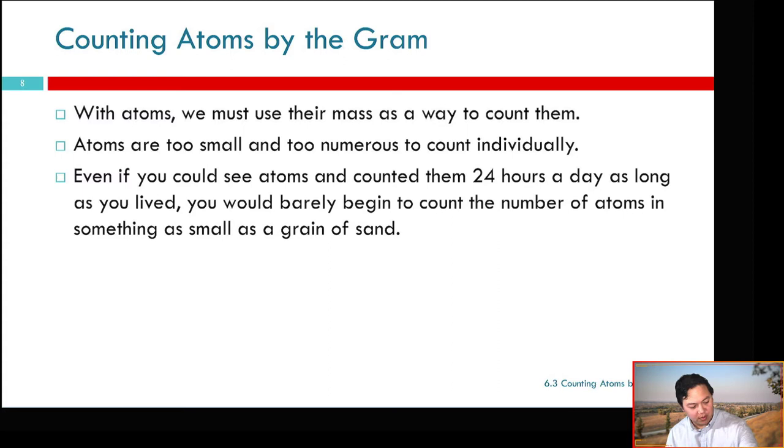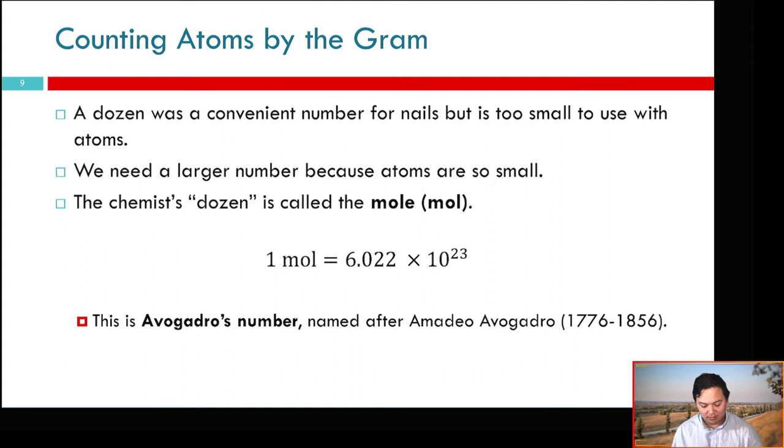Okay. So with atoms, just like with the nails, we're using their mass as a way to count them, because atoms are way too small and way too numerous to count individually. If you could see atoms and counted them 24 hours a day, as long as you lived, you would barely begin to count the number of atoms in something as small as a grain of sand. So we count atoms by the gram, because we're not going to spend our entire lives and we can't even see atoms.